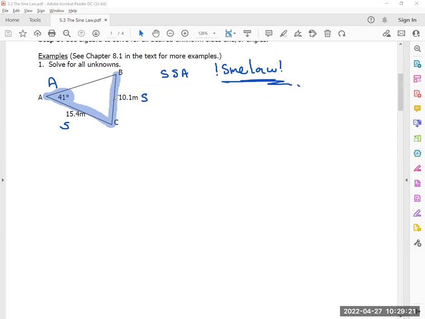What numbers are paired with each other? Please note that 41 degrees is paired with the 10.1 meters. They are pairs, right? Angle and its opposite side. So far, so good. This is important. You have to recognize that they are matching. They are opposite sides. Next, angle B, which I don't know, is paired with 15.4 meters. And then angle C, which I don't know, is paired with little c.